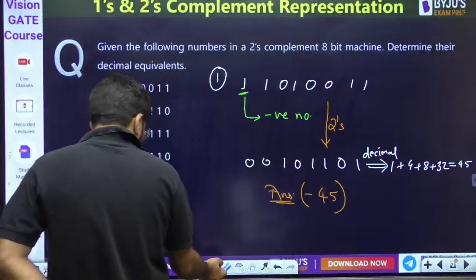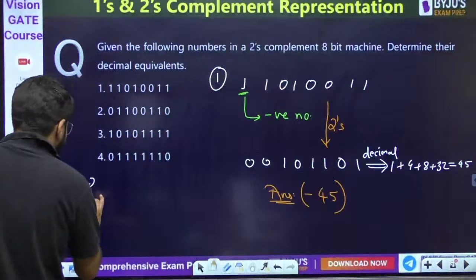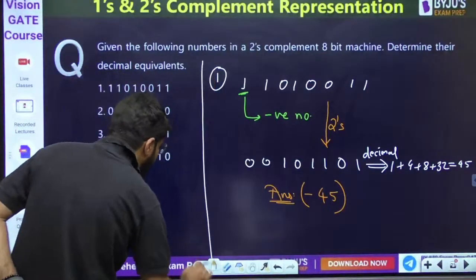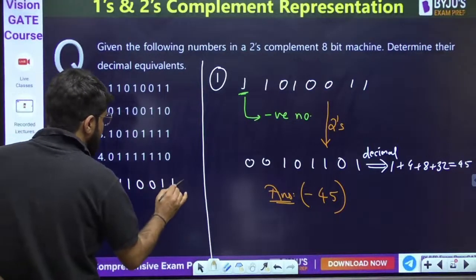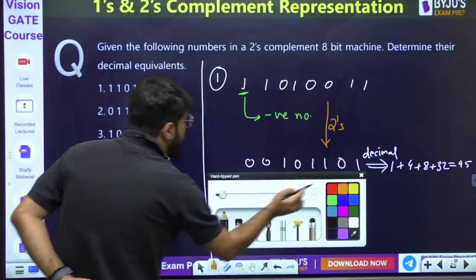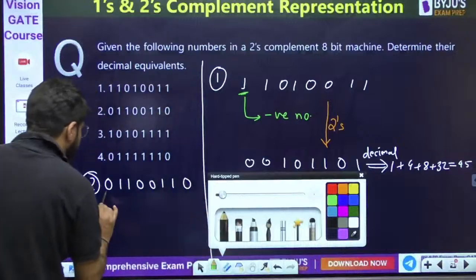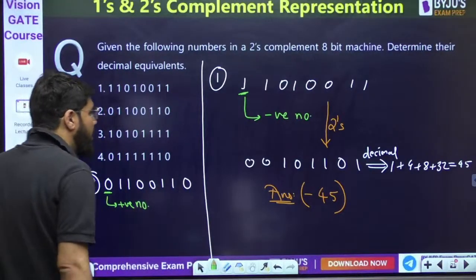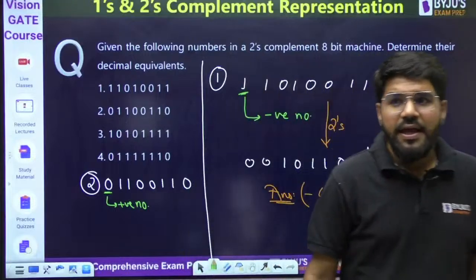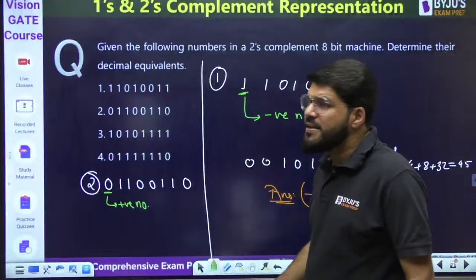Simple. Now, what about the second question? Let me solve the second one here only, then we will go to third and fourth. 0, 1, 1, 0, 0, 1, 1, 0. First thing to observe is the sign. Here the MSB sign bit is 0, that means it's a positive number.